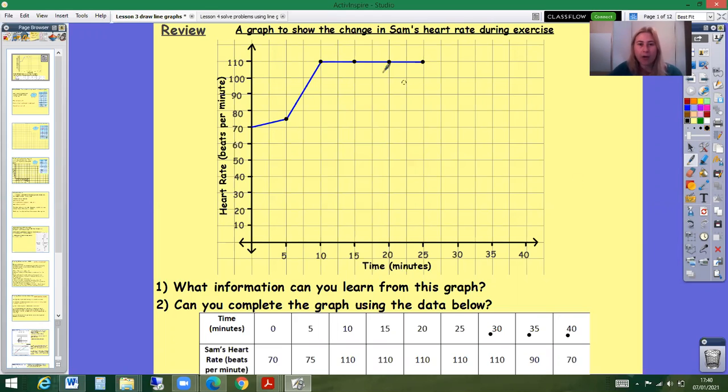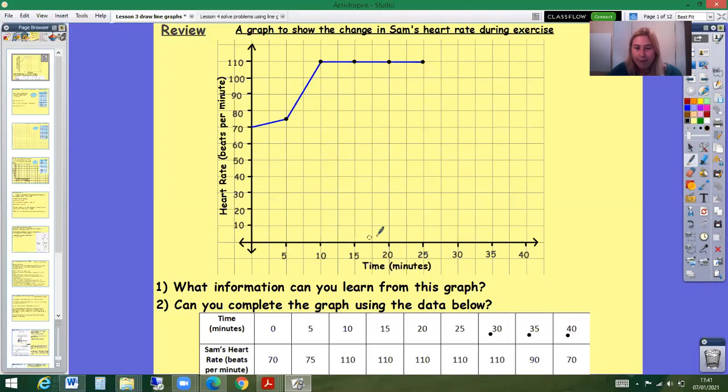Okay, so we're looking at a graph to show the change in Sam's heart rate during exercise. And the first question was, what information can you learn from this graph? So I can see that Sam's heart rate started out, when he started measuring his heart rate, at 70 beats per minute. And then after 5 minutes, he measured it again, and the heart rate had increased ever so slightly to about 75. And then over the next 5 minutes, his heart rate increased quite steeply, and then his heart rate leveled off and stayed at the same beats per minute, which was 110.